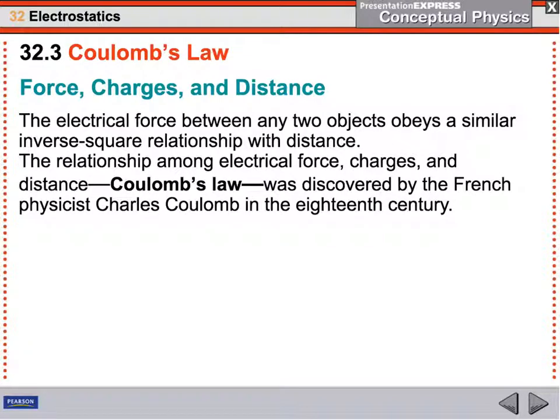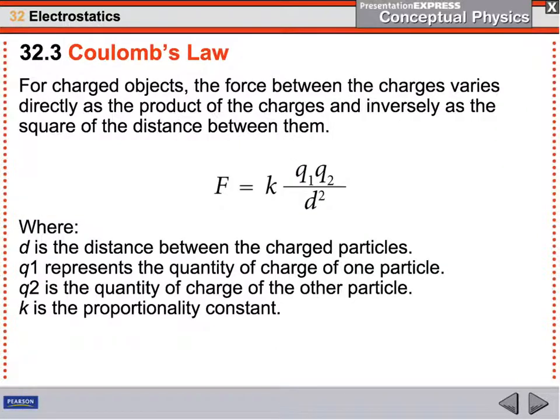The electrical force between any two objects obeys a similar inverse square relationship with distance. The relationship among electrical forces, charges, and distance, Coulomb's law, was discovered by French physicist Charles Coulomb in the 18th century. So, for charged objects, the force between the charges varies directly as the product of the charges and inversely as the square of the distance.